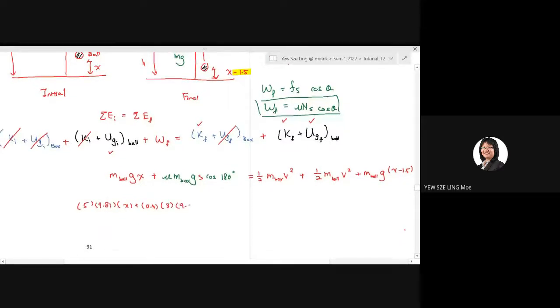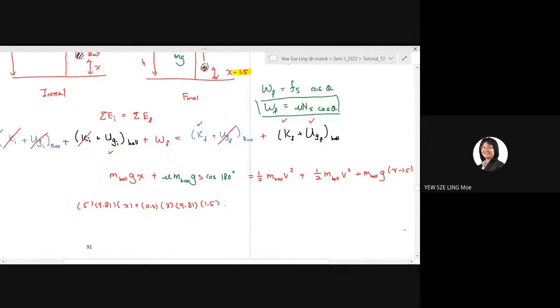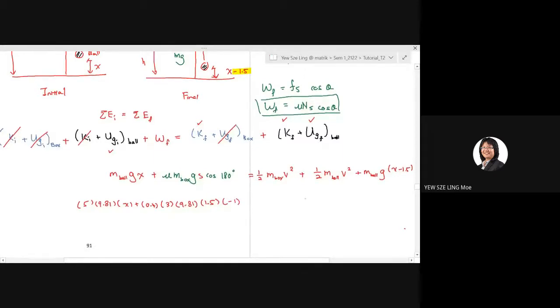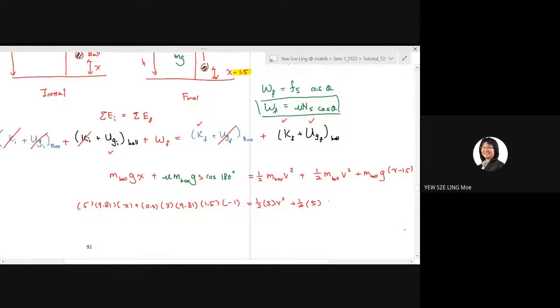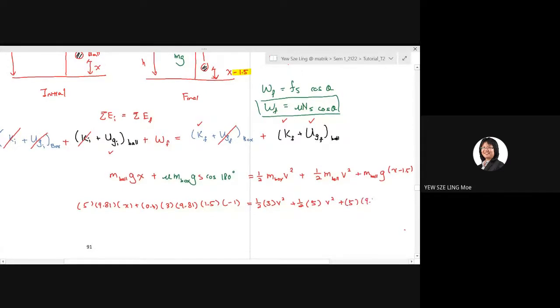Okay, 9.81. And then the s, it travels 1.5 meters. And then cos 180 is -1. Okay, -1. So which then equals to 1/2, again, the box is 3, times v squared, plus 1/2, and then the ball, which is 5, times v squared, plus, now the ball again, the ball is 5, and then 9.81 times x minus 1.5.